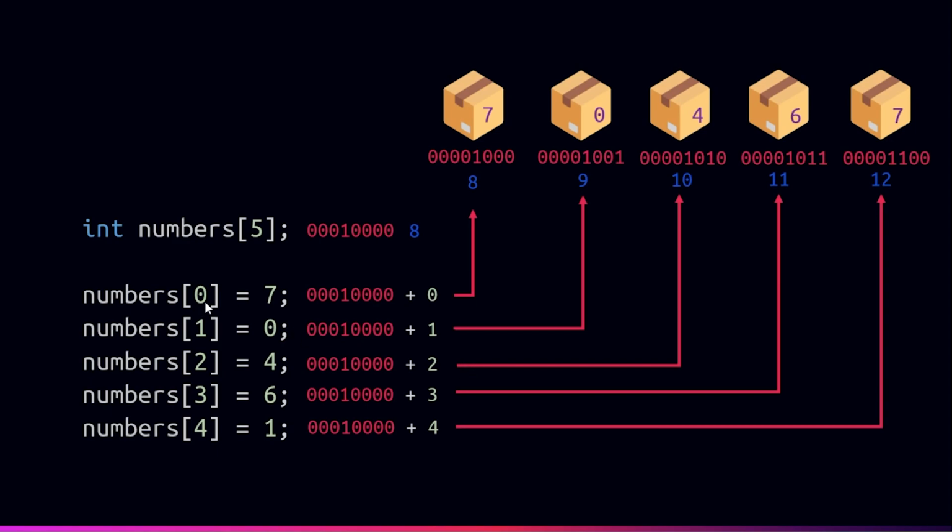But this is why we have to count from 0. Because if we started counting from 1, we would miss this first address. Because remember, we're adding this index to the memory address. So this is our 0th position. Adding 1 to this address brings you to 9, and that would be the second element in our array.